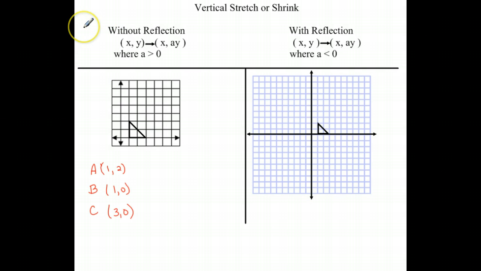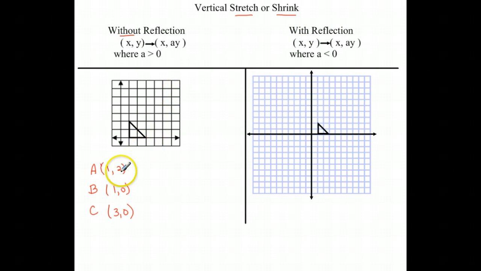For these two examples, I'm going to take my original figure, and rather than sliding it, we're going to talk about how to stretch it and how to shrink it. Stretching it would be to make it taller or wider or larger. Shrinking it would obviously involve making our side lengths shorter. Both stretches and shrinks can be made without a reflection or with a reflection.